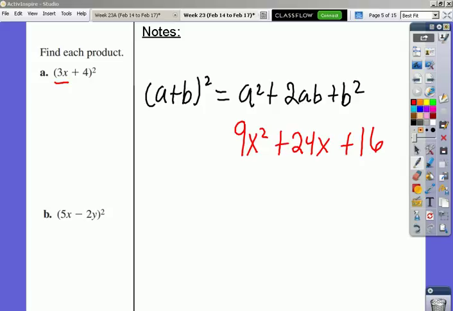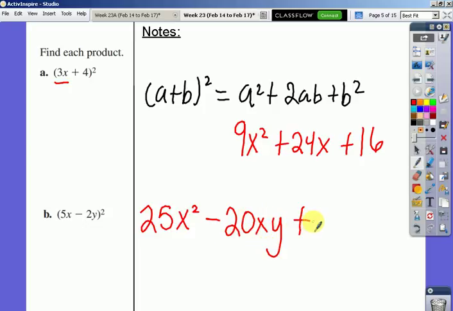All right. First term, square it, which will be what? 25x squared. Okay. So what do we have to remember about the next sign? It's minus. Minus what? 20xy. 5x times 2y is 10xy. So minus 20xy plus what? 4y squared. Good.